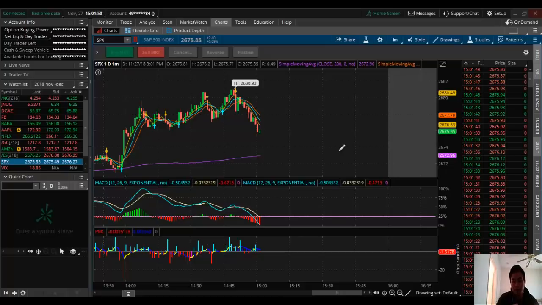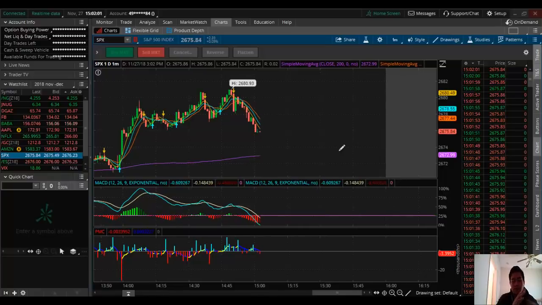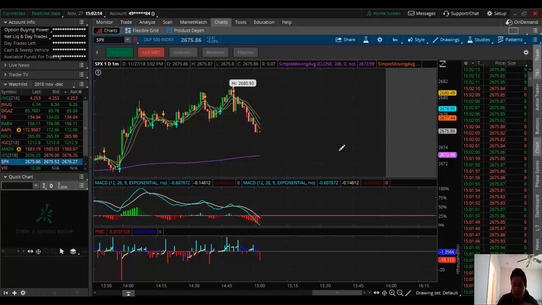Thinkorswim is a free platform that's provided by TD Ameritrade Brokerage. So all you have to do is just sign up for an account with them, and everything is free. There's no minimum deposit, nothing. You just have to sign up for an account, just like you did with Robinhood or whatever you have, and then you can have the account and access to the software Thinkorswim.